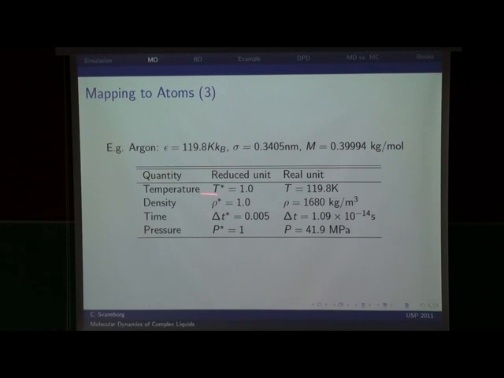We can take reduced density of 1. What does that mean? Well, in real units, for argon, using these mapping numbers, we get a certain density, we get a certain time, roughly a femtosecond time, and for pressure 1, we get this pressure. So we can do simulations at different reduced units, and then using these expressions, map these into real units that we can simulate, or we can compare the simulation results to experimental results for the same states.